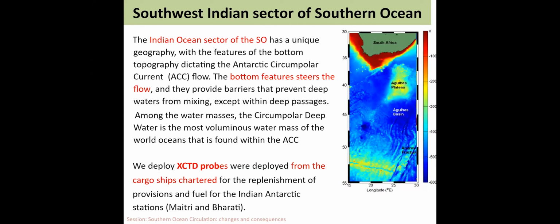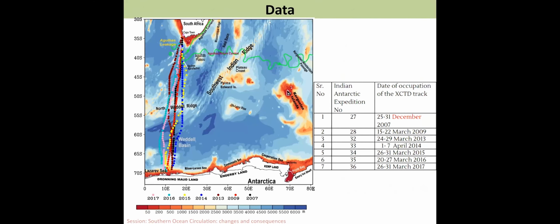In order to do these observations, we deploy XCTD probes, which go down to about 1,000 meters. The ships which we are using are chartered for the expedition every year during December to April. These are not ships used for oceanography observations, but ships that replenish the provisions and fuel for the Indian Antarctic stations at Maitri and Bharati. So, coming to the data that I'm going to address in this presentation.